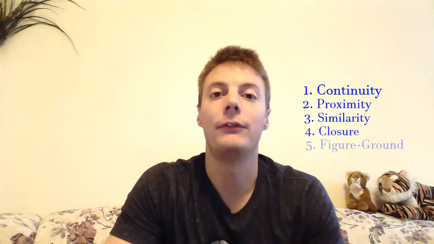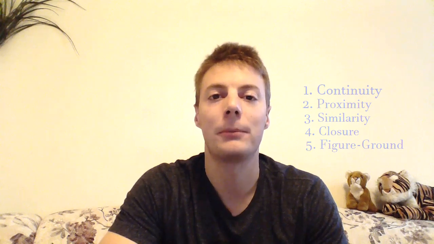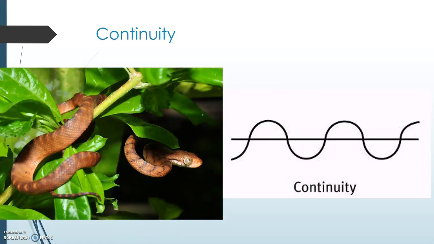And in order to do this, there are 5 principles, Gestalt principles, that you need to know. First one is continuity. Second would be proximity. Third will be similarity. Fourth, closure. And fifth, figure-ground relationship. So first off, we have continuity.